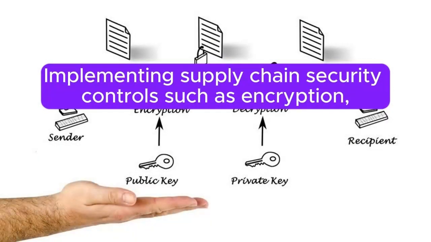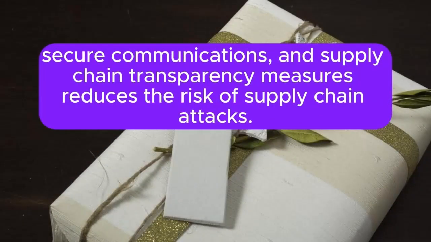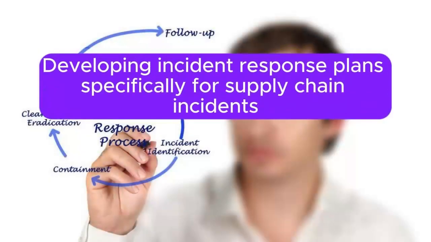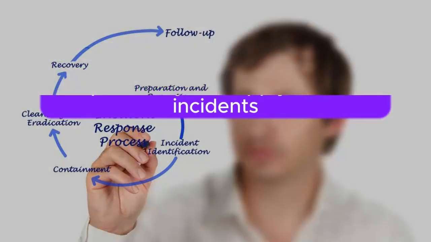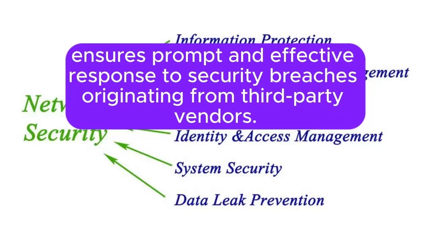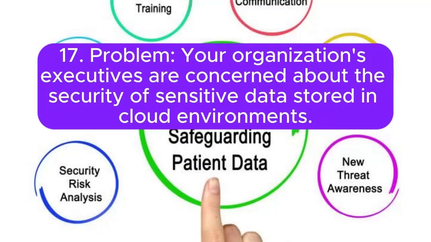Implementing supply chain security controls such as encryption, secure communications, and supply chain transparency measures reduces the risk of supply chain attacks. Developing incident response plans specifically for supply chain incidents ensures prompt and effective response to security breaches originating from third-party vendors.